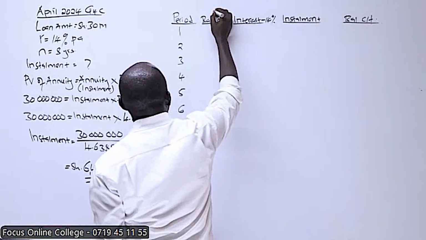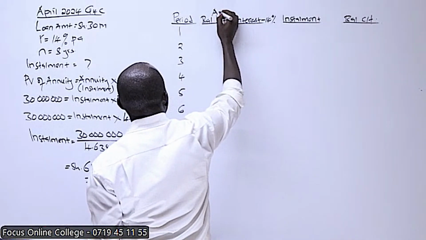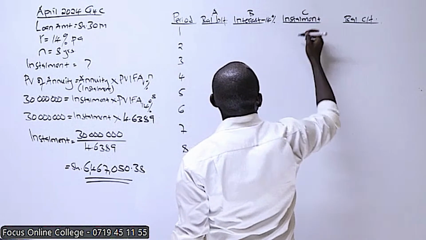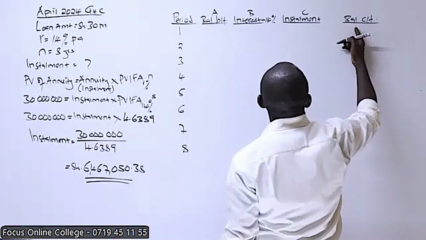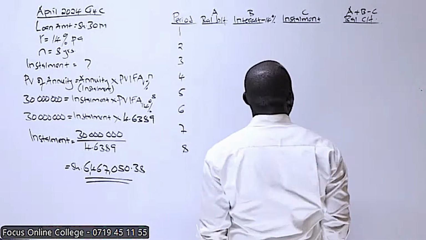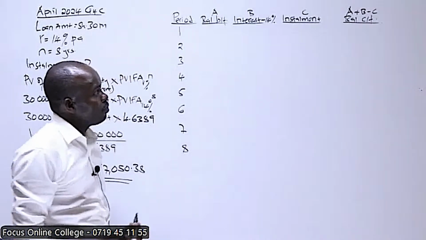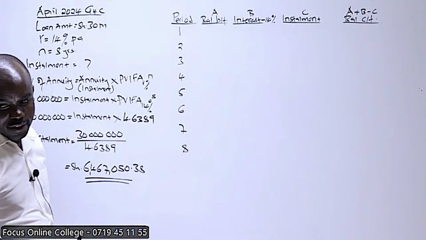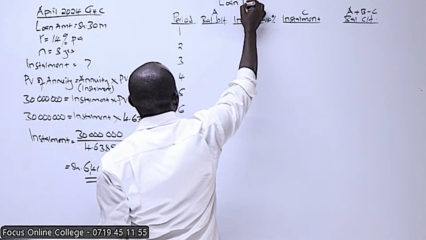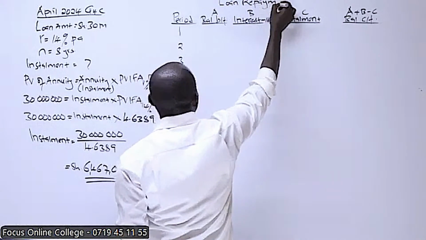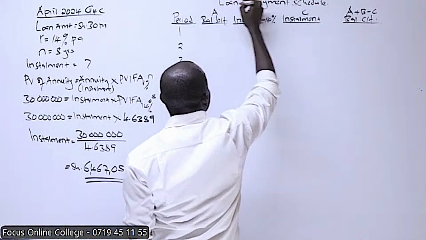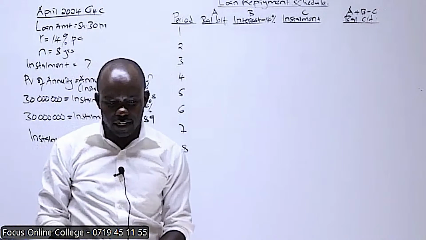So this is A, this is B, this is C. So this is A plus B minus C. Then this is the loan repayment schedule.